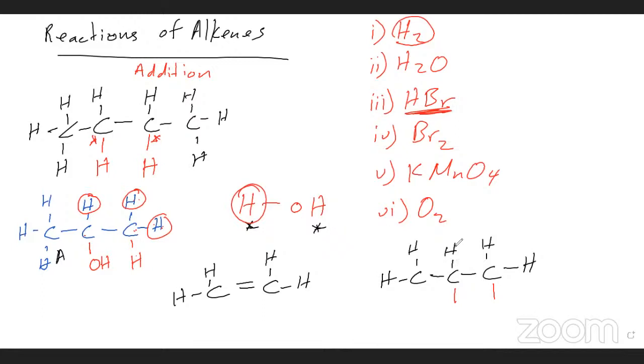So this carbon of the double bond has one hydrogen, and this carbon has two hydrogens. All right. So when I add in HBr, the bromine goes on the carbon with less hydrogen, and the hydrogen of hydrogen bromide goes on the carbon of the double bond with more hydrogen. All right.